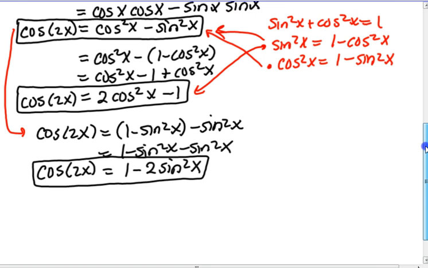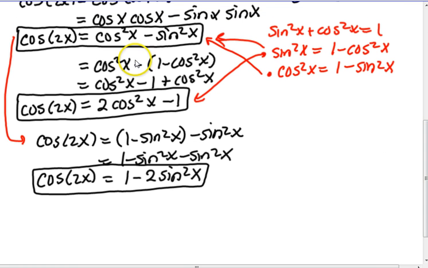Now if we look at the three different ways to write this, I want you to notice how they change. The first one is just like the Pythagorean property, only with a minus instead of a plus. Then we double the first one and change the second to 1. Then we change the first one to 1 and double the second one. So these are how these three are related.